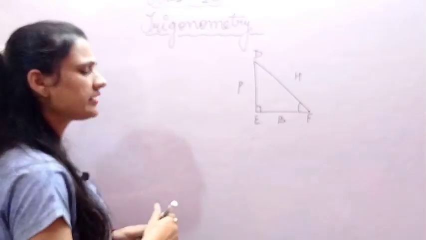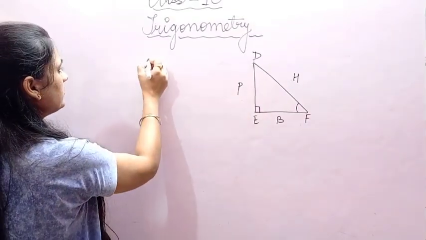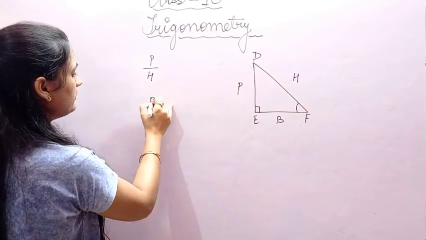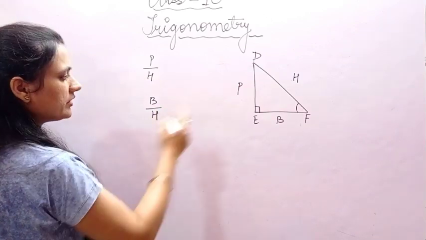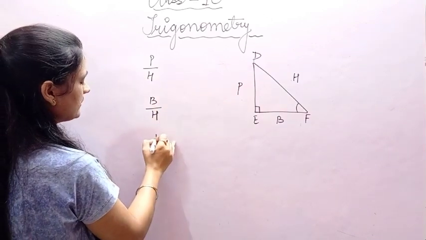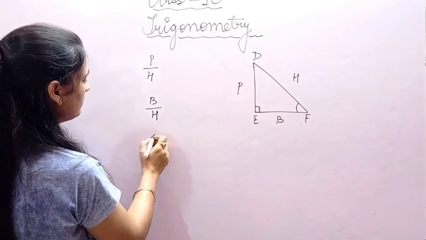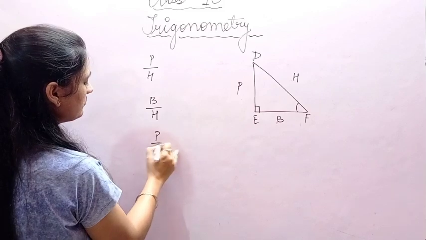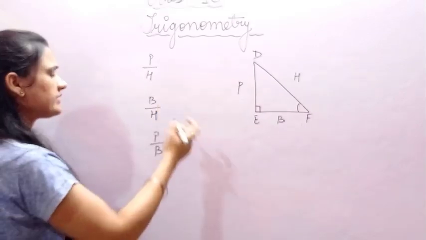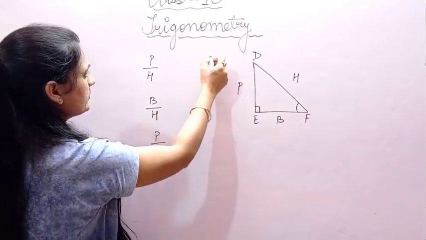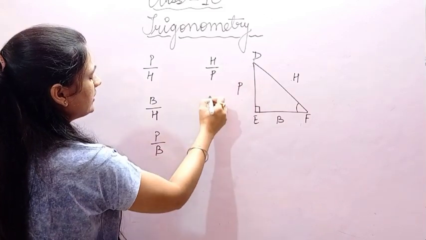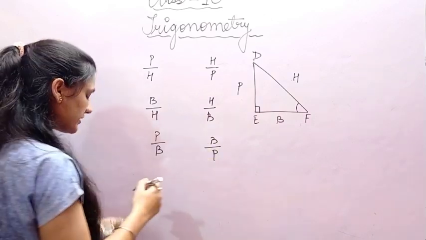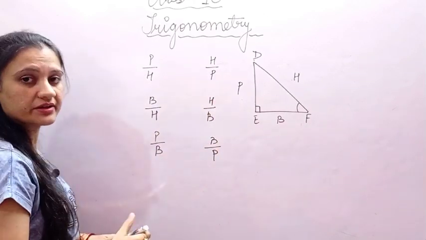Okay. So if we find out the ratio, what can it be? It can be P by H. It can be B by H, or it can be H by B. Next, it can be P by B, right? Or I can take the reciprocals. It can be H by P, it can be H by B, and it can be B by P. So that is the reason there are only 6 trigonometric ratios.